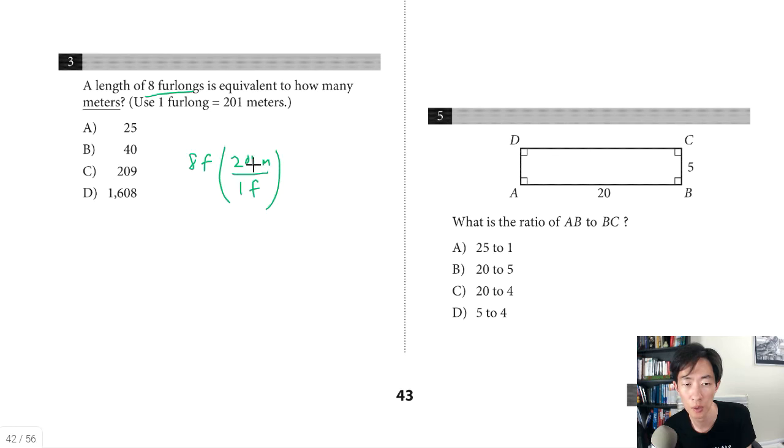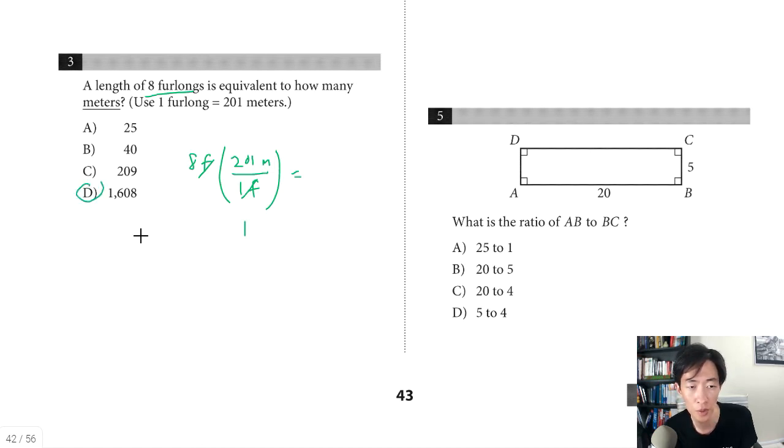So keep in mind, if 201 meters is equal to 1 furlong, this is essentially multiplying 8 furlongs by 1, so we're not changing the value. The reason I put furlongs in the denominator is because your units will cancel out. And then when you multiply this out, 8 times 201, you don't have to use your calculator. It's going to be about 1600 something. And so the answer is D.